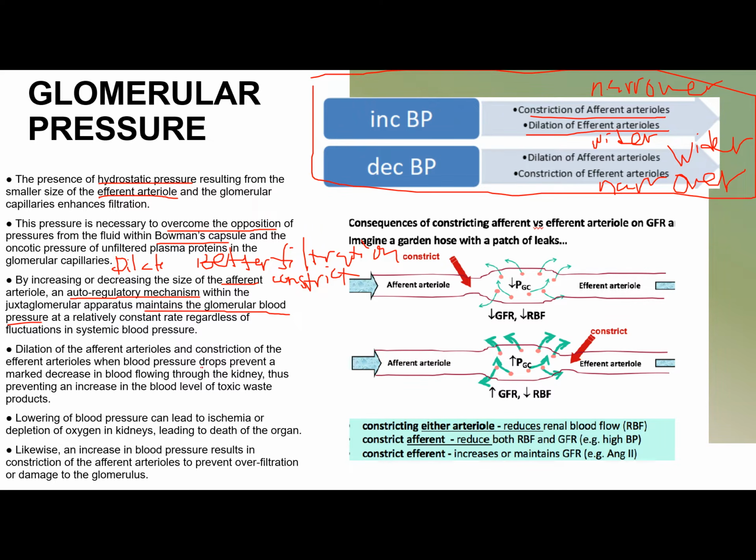So, preventing that, take note of this. By doing that, it prevents a marked decrease in blood flowing through the kidneys. So, pag dinadilate natin yung afferent arterioles and kinoconstrict natin yung efferent arterioles, we somehow prevent too much blood flowing into the kidney. Thus, ma-prevent natin yung increase ng toxic waste production. So, that's one way. Ulitin ko ha. Whenever your afferent arterioles dilate and your efferent arterioles constrict, it prevents or it slows down blood flowing to the kidney, thus decreasing or preventing an increase in the blood level of toxic waste.